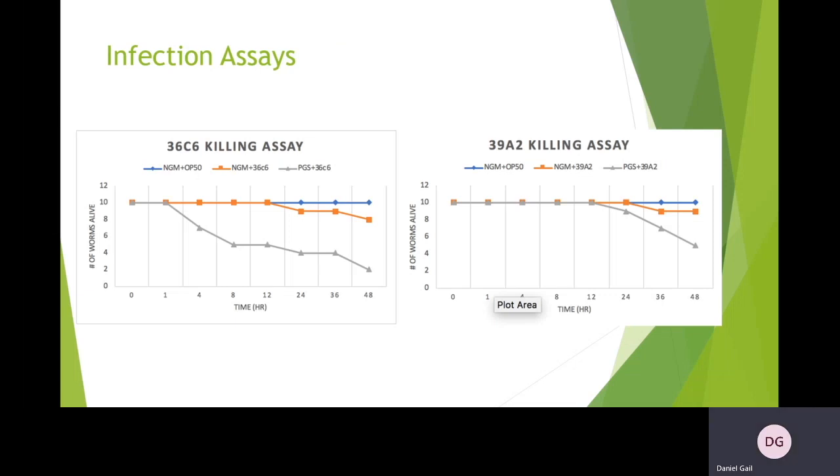Next, the infection assays were performed to classify strains 36C6 and 39A2 as either fast or slow killing. Pseudomonas 36C6 ultimately was classified as fast killing because there was an 80% increase in death in the fast killing assay, and the first death happened around the 4th hour. Pseudomonas 39A2 was classified as more of a slow killing bacteria due to increases in death, and the first death did not come till the 24th hour.